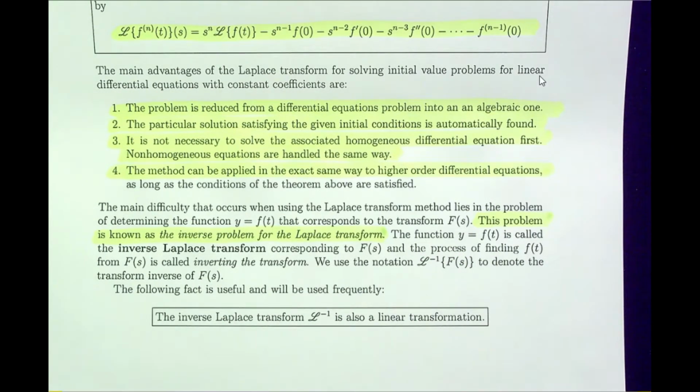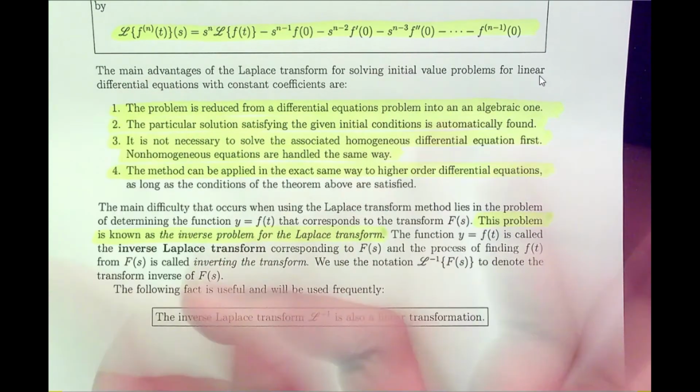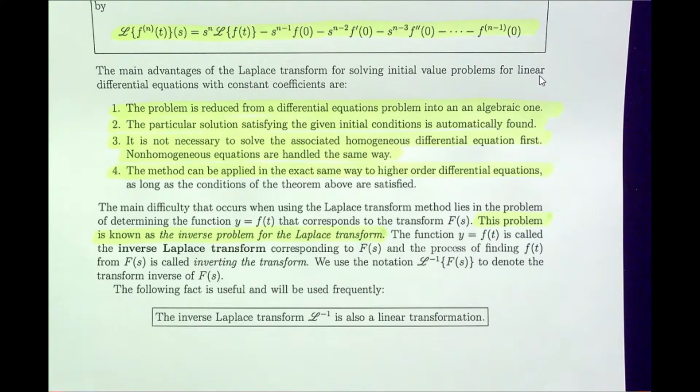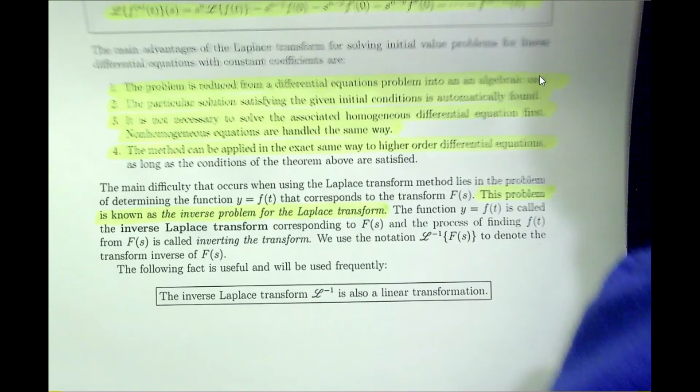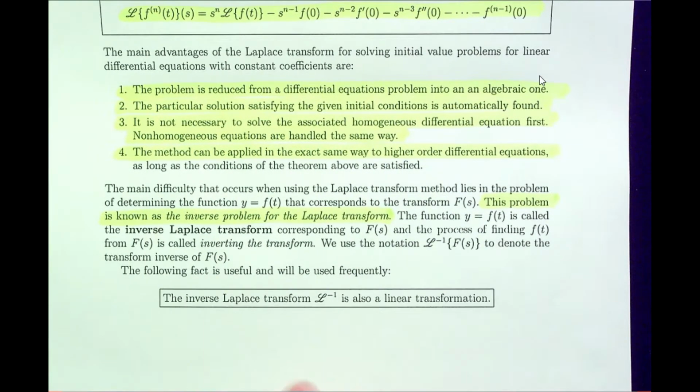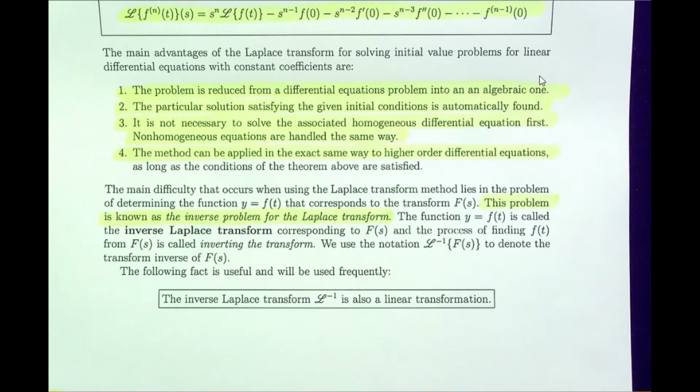Because we're going to end up with an expression that corresponds to the Laplace transform of some function, and that function that we don't know is the actual solution of the DE. So the problem is then trying to figure out what is the original function for which what we have in front of us is the Laplace transform. And that is not always easy. It can be a little bit tricky.